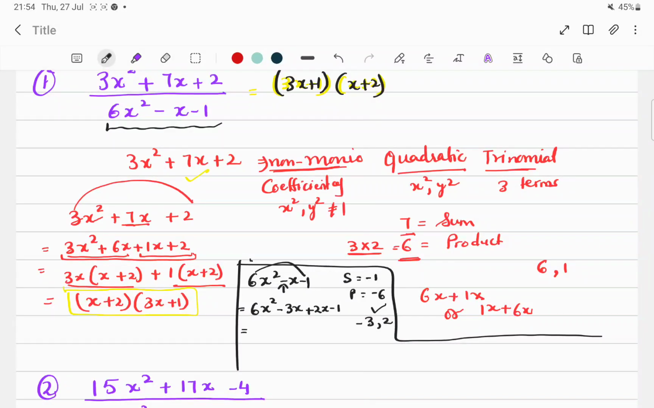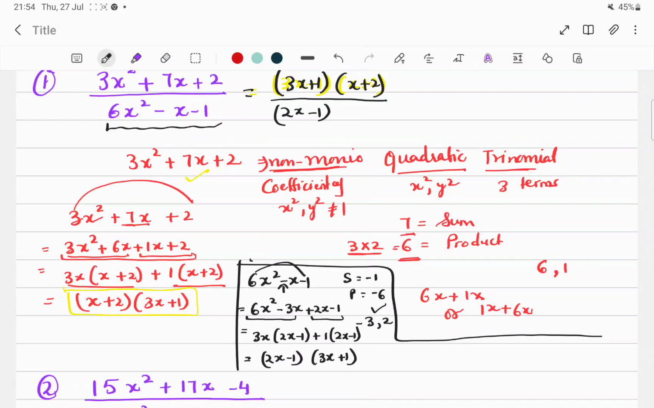And now I got the 4 terms. So I have to take common from the first 2 and then common from the last 2. 3x I can take common from the first 2, and from the last 2, 1 will be taken as common, as there is no other common factor. So now 2x minus 1 is present in both of them. So this is the factorization of the denominator, and I will write it here. It is 2x minus 1 times 3x plus 1.